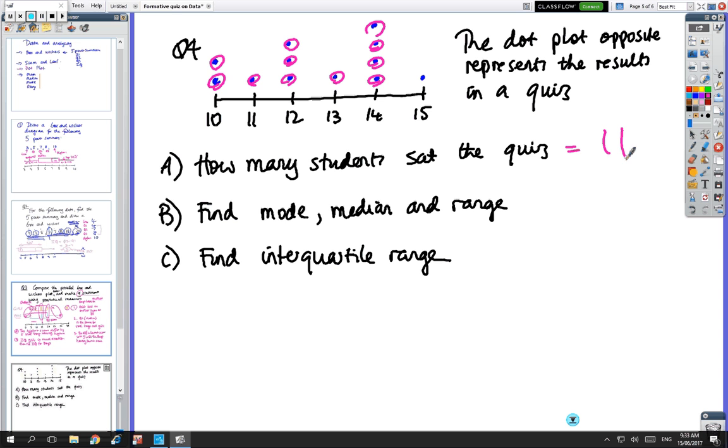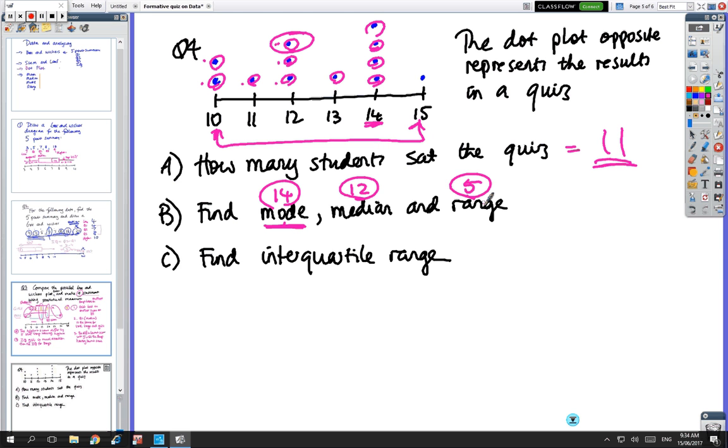The mode is the score that occurs the most, which is 14. Okay, so we've got 11 scores. 11's an odd number, so the middle will be the 6th score. So 1, 2, 3, 4, 5, 6. So the median will be 12. The range is the difference between the highest and the lowest. So that's going to be 5.